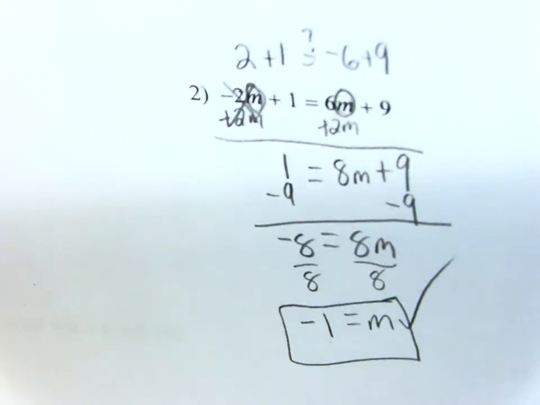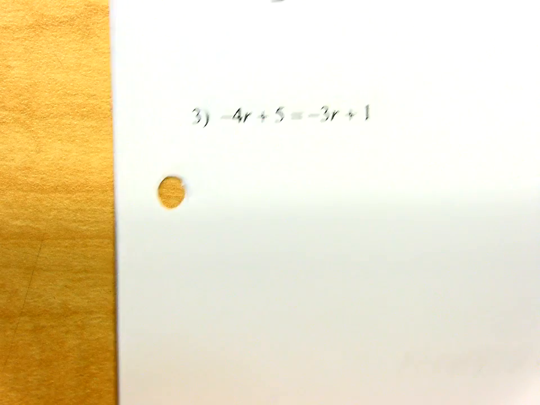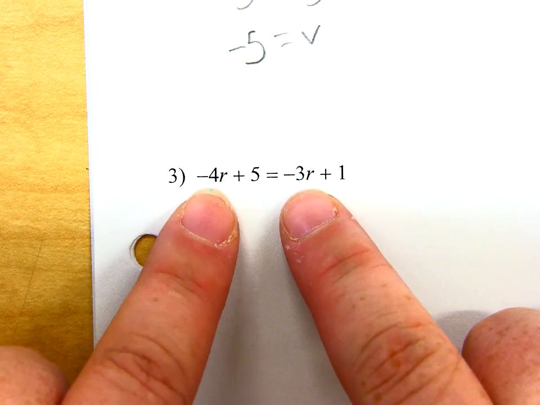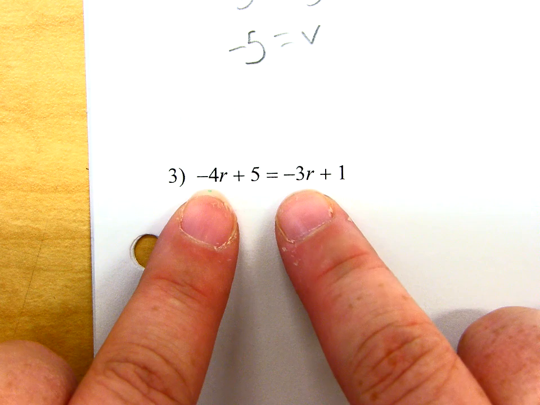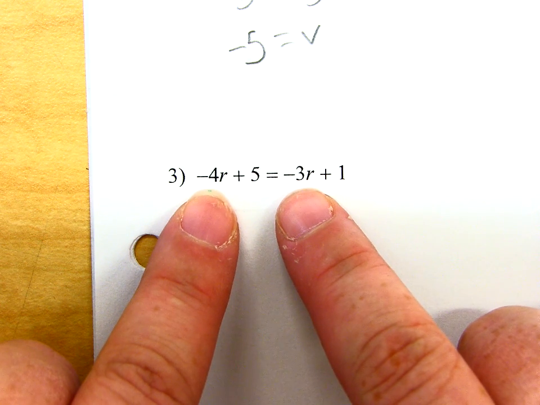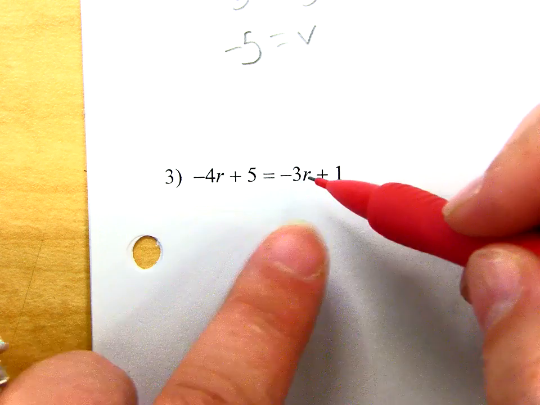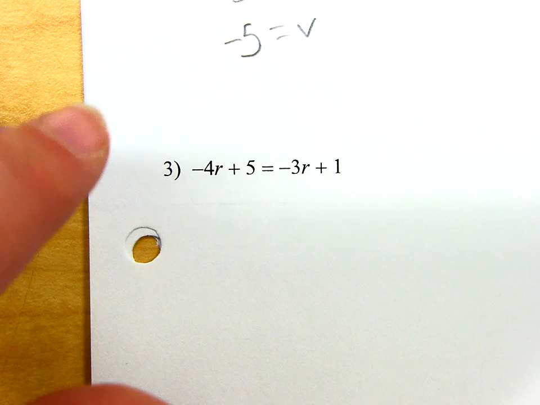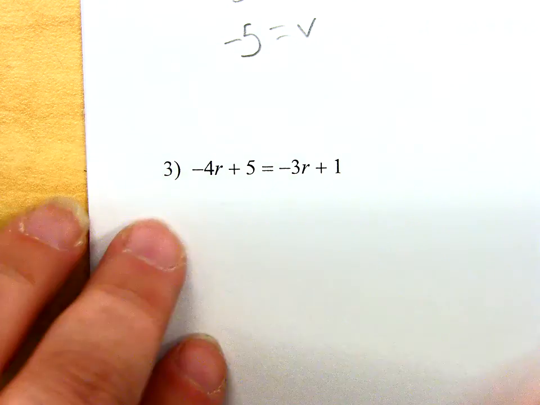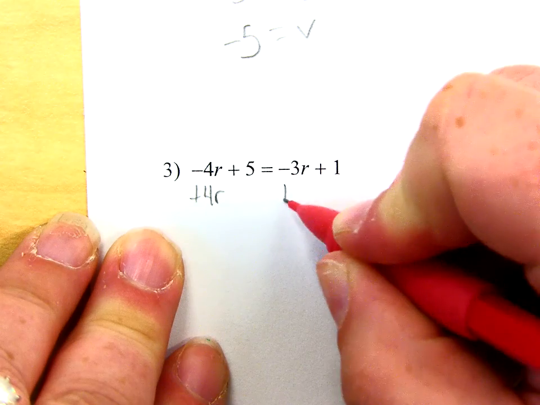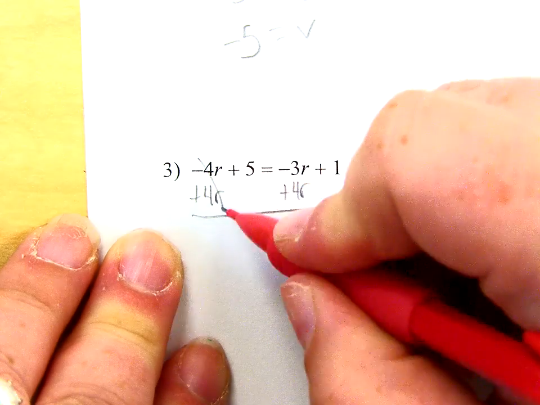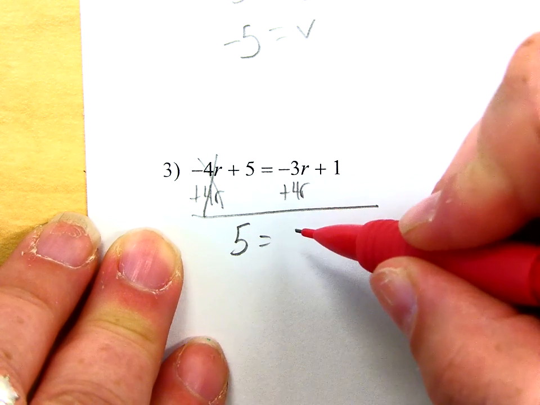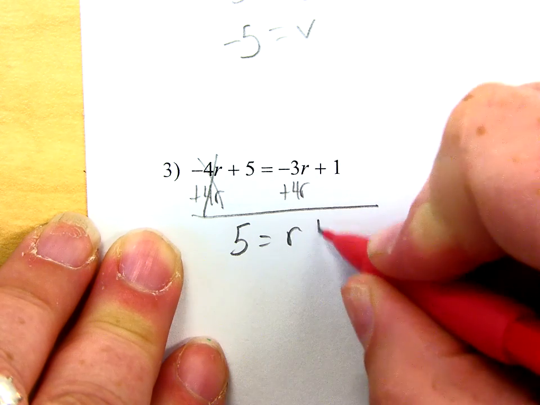Okay, let's try one like number 3. So if I look at number 3, I notice that I have r's on both sides. I have a negative 4r and a negative 3r. So if I want my variable to be positive, should I add 4r to both sides or should I add 3r to both sides? What's going to make my variable positive in the end? Yeah, if I add 4r to both of them, because now check this out. I have negative 3r plus 4r. What does that leave me with? Positive 1r. Or just r.